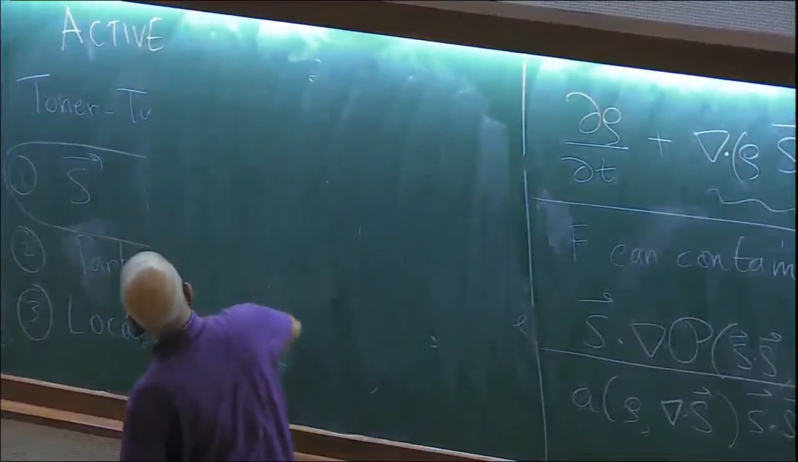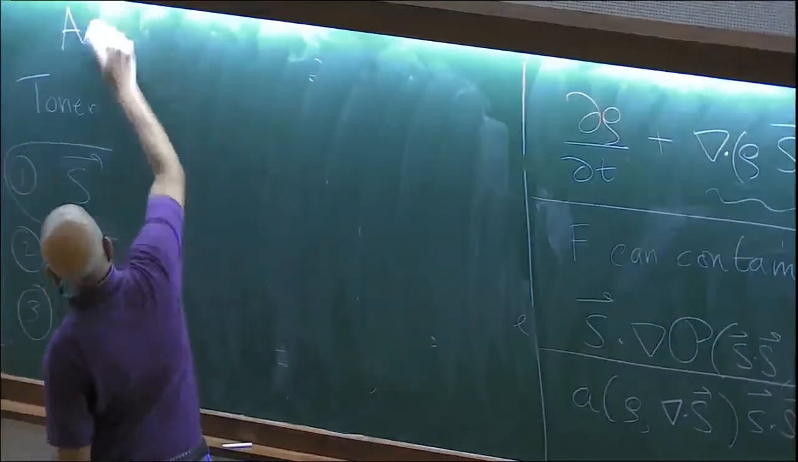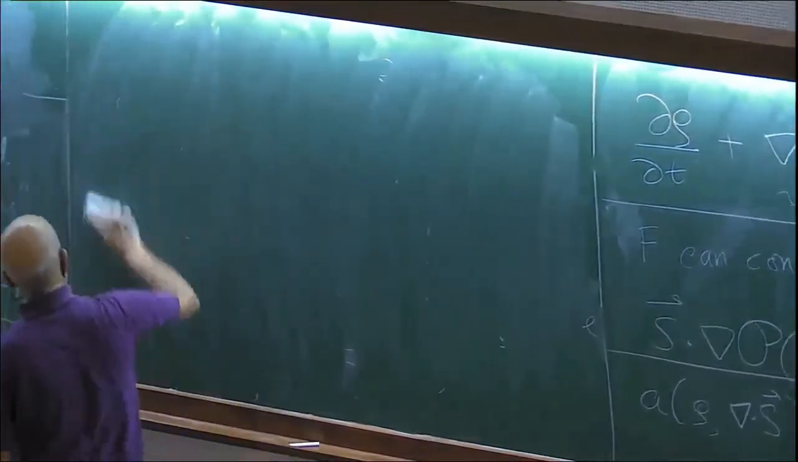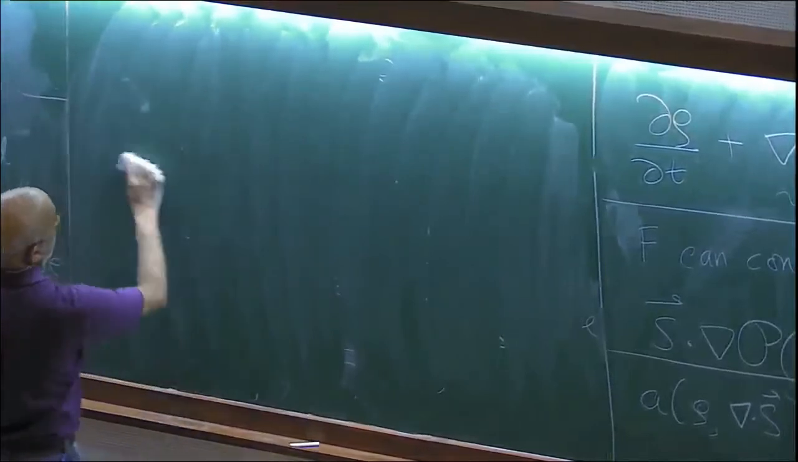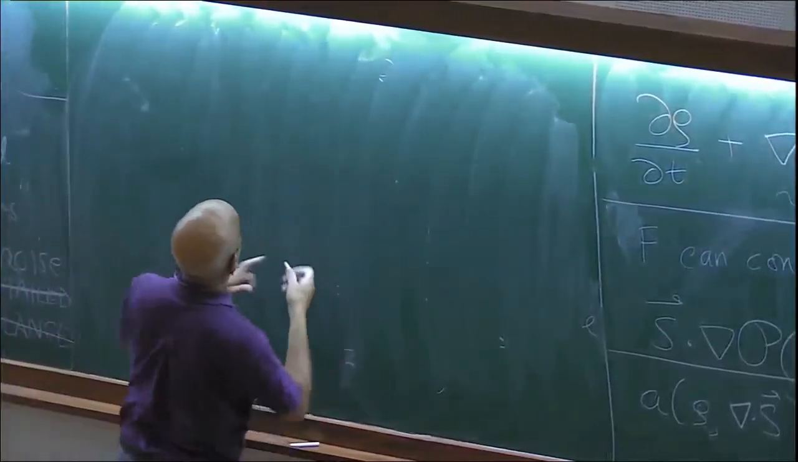I didn't actually tell you about noise. That'll have to wait till the next lecture. So what will happen is, what happens to the density equation? You find the d rho over dt.